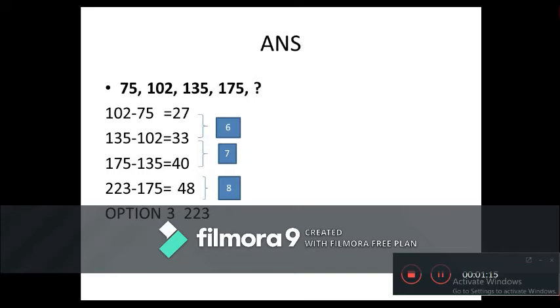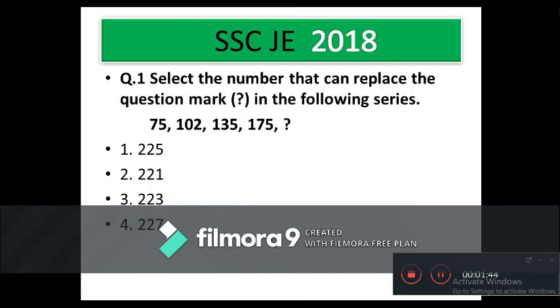In this way we got to know the trend. Like 33 minus 27, we got 6. 40 minus 33, we got 7. Then 48 minus 40, we got 8. So after analyzing this trend, we have got the answer 223. Therefore the answer is option number 3, 223.